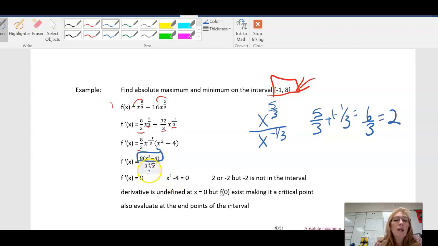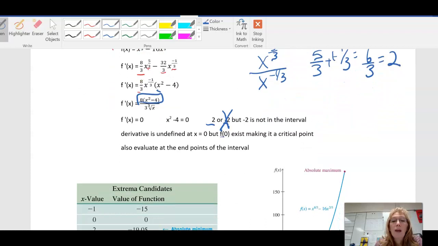So x, because the denominator would be undefined, you'd be dividing by 0. So we solve this, and we get 2 and -2. But our interval was -1 to 8, so -2 does not count because it's not in my interval. All right, if I made my interval larger, it would be absolutely important.